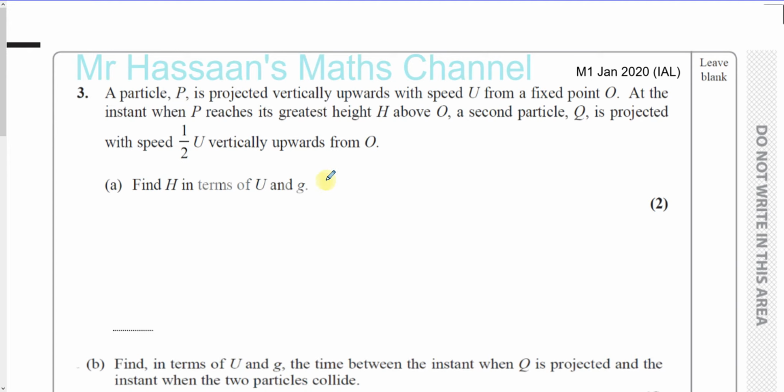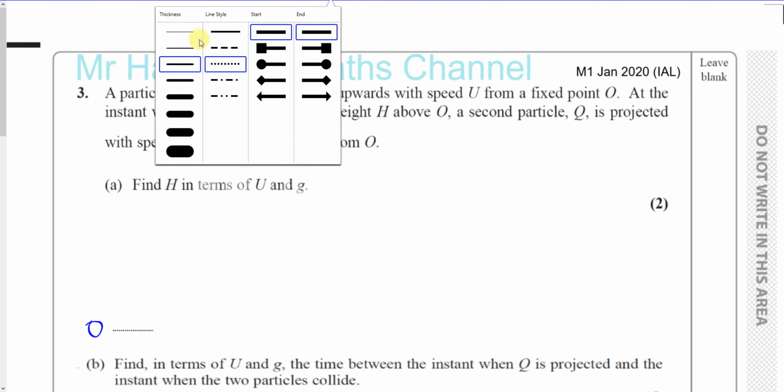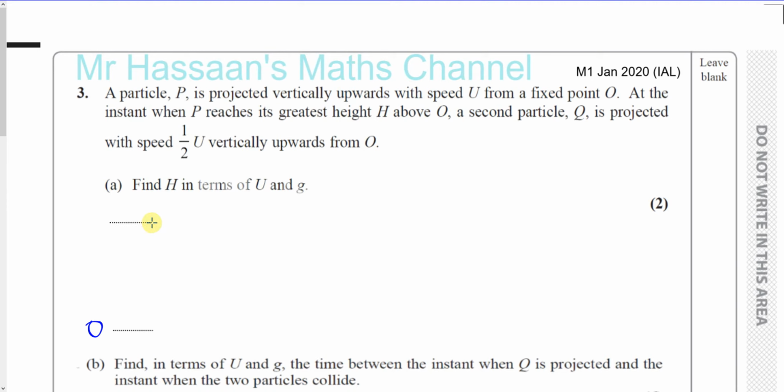So the particle P is projected upwards from O. Let's say this is the level of O. It reaches a height H, and that's its greatest height. Then it goes down again. So it goes up to there, and then it comes down. This distance is H. That's how high it goes.